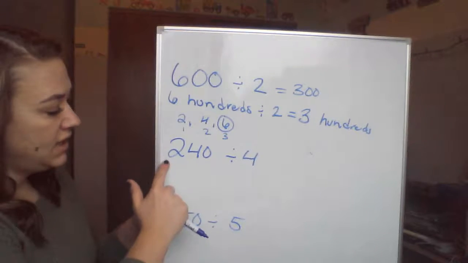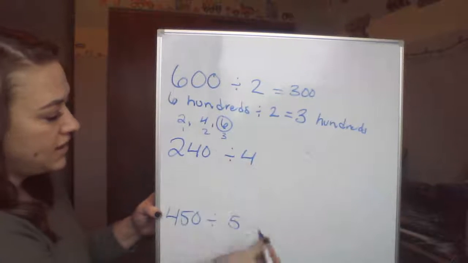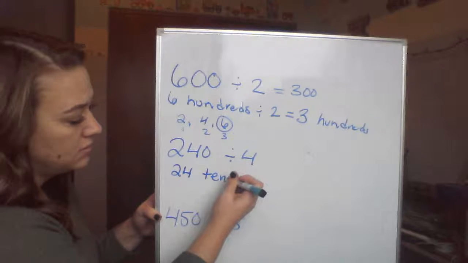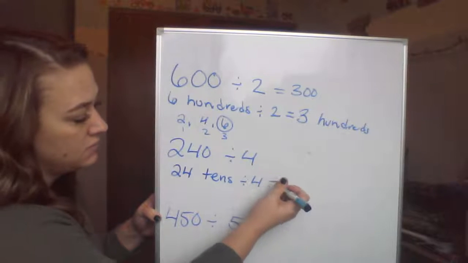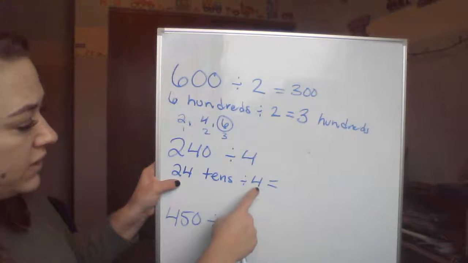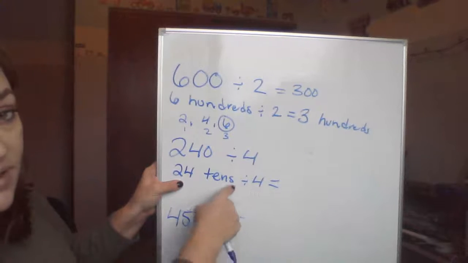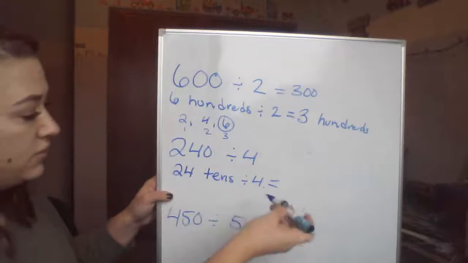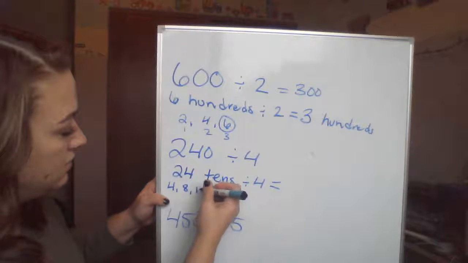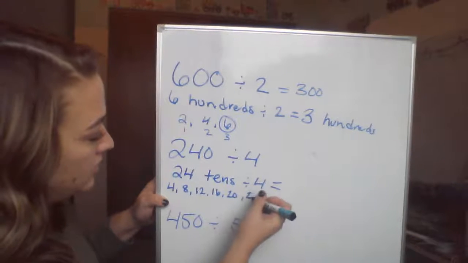Okay. And same thing when we get to these ones. I have hundreds and tens. But if I rewrite that as 24 tens divided by 4. Okay. So now we're going to look at 24 and 4. How many groups of 4 can I make out of 24? Well, if I skip count by 4s and see how many I can make without going over 24, we can do it that way. So I can go 4, 8, 12, 16, 20, 24.